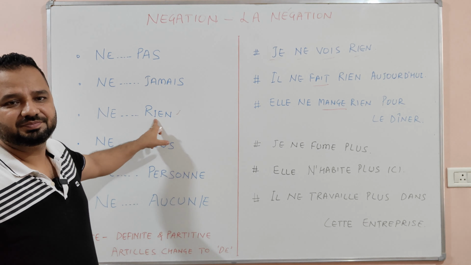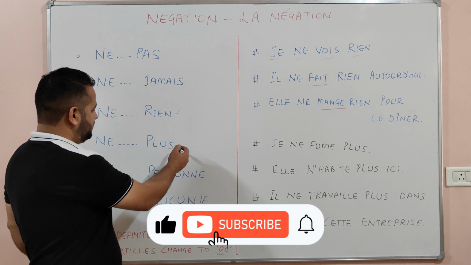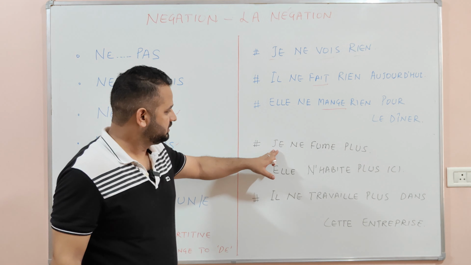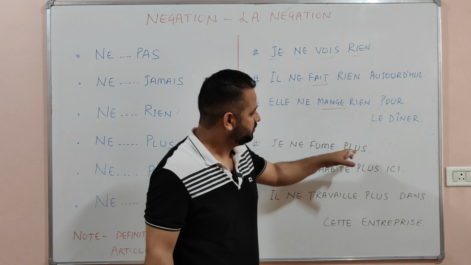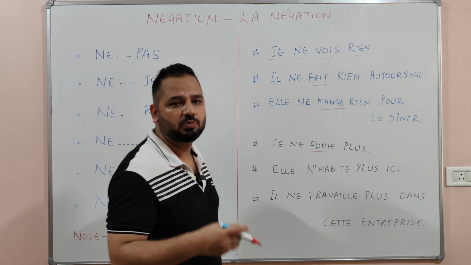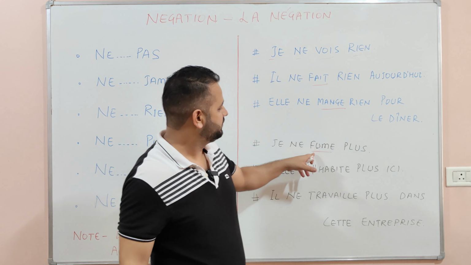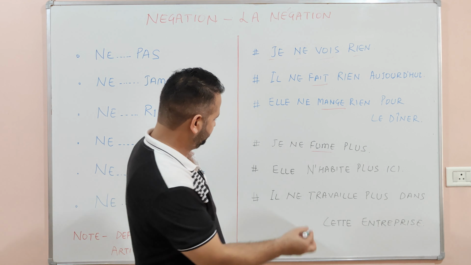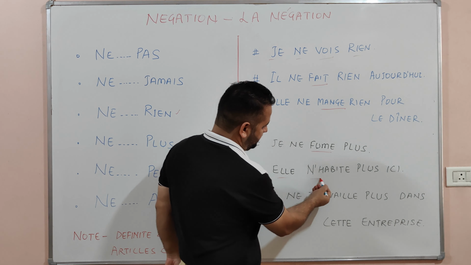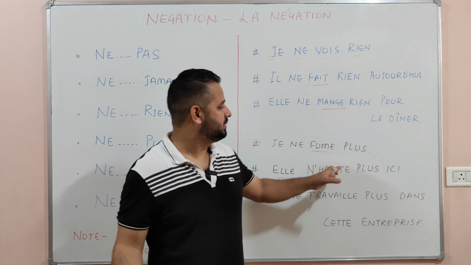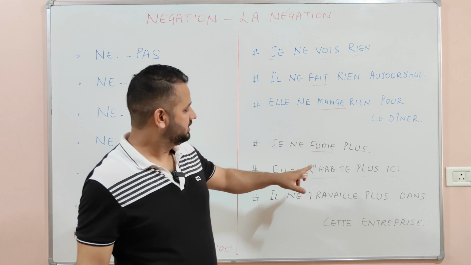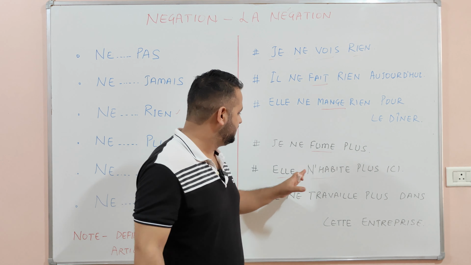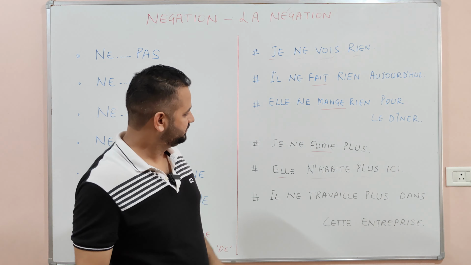Ne rien. Correct? Fourth type is ne plus. No longer. Let's discuss examples. Je ne fume plus. Fume, smoke, is the base form. Je ne fume plus. I no longer smoke. Next example. Elle n'habite plus ici. She no longer lives here. Habite.